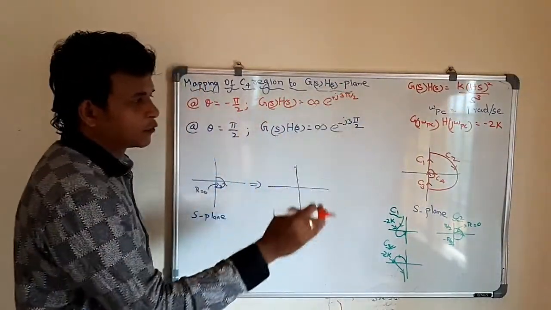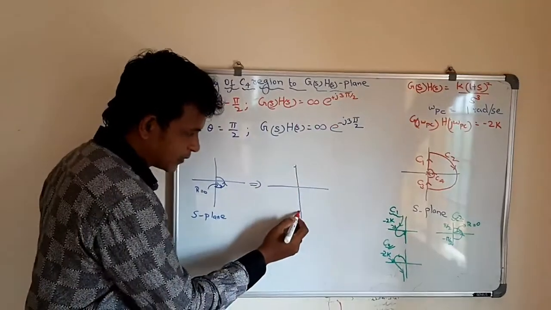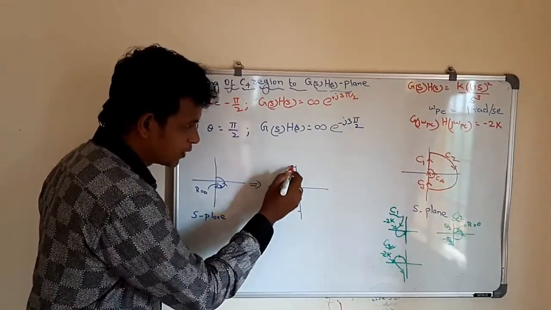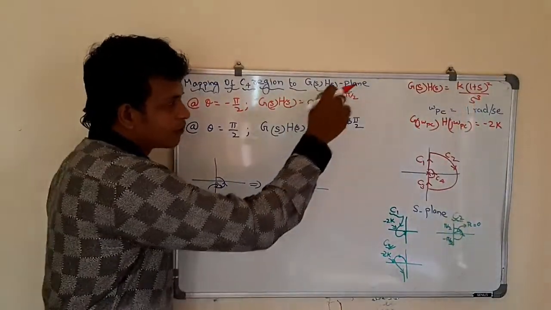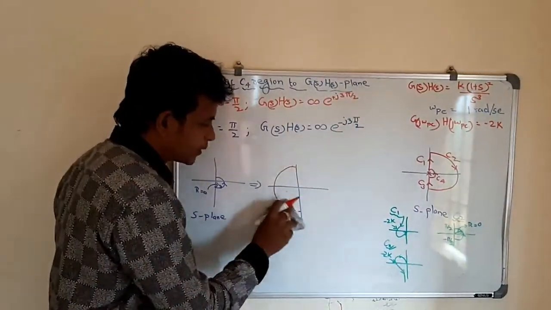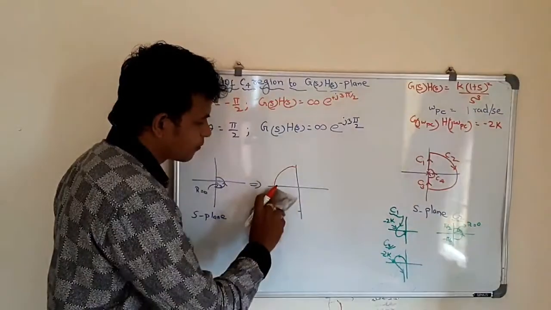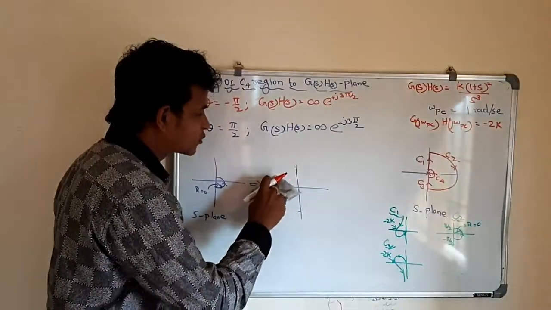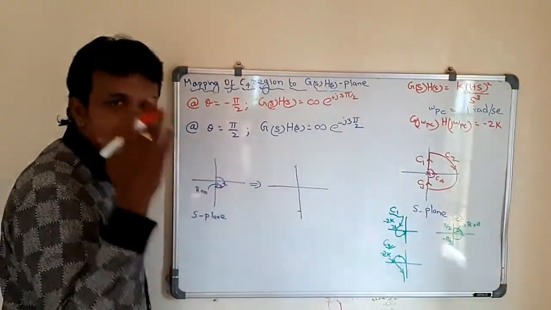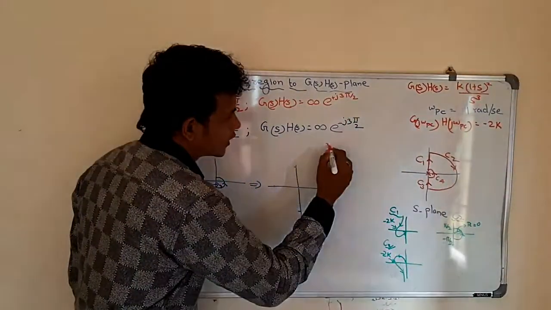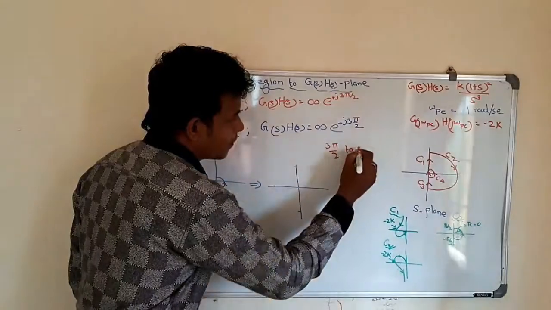So can I map like this from this point to this point? No, it is wrong, because from plus 3 pi by 2 to minus 3 pi by 2, it has traveled a distance of pi, but the actual distance from plus 3 pi by 2 to minus 3 pi by 2 is 6 pi by 2. So 3 pi by 2 to minus 3 pi by 2, the distance is 6 pi by 2.